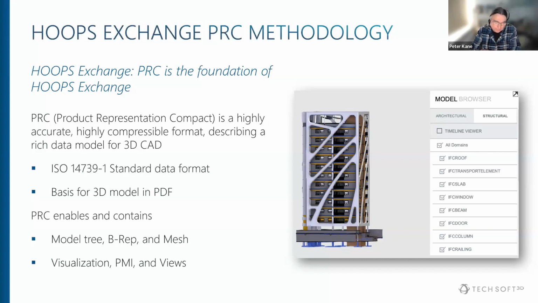With regard to PRC, the important types of data that it imports are the model tree or the product structure, the boundary rep, and it can also import mesh data. In addition to that, it can import color information, product manufacturing information, view data, and also user data. That's typically name-value pairs containing information that the end user, or the application, might have attached to the original model.